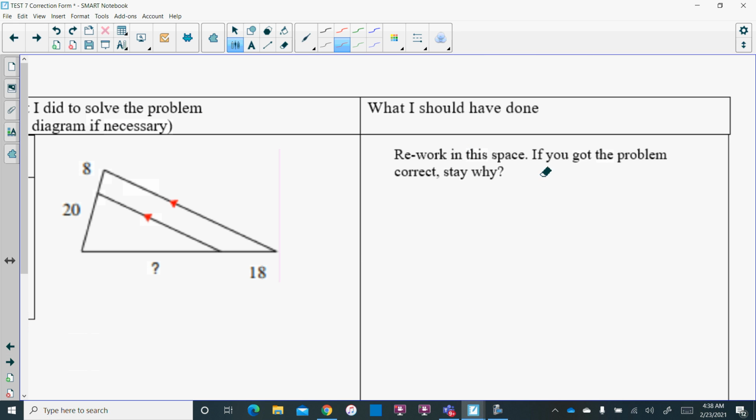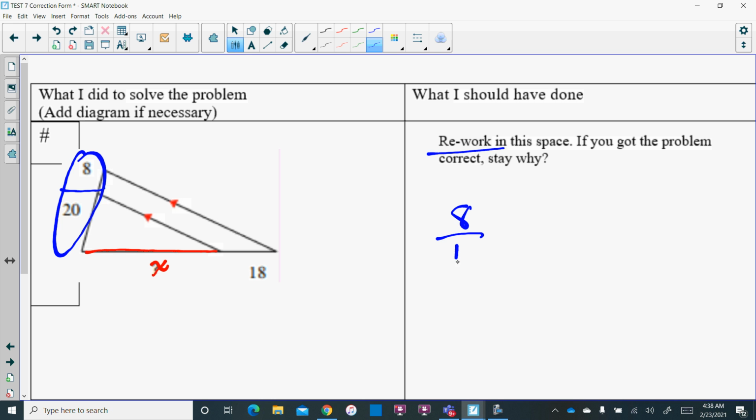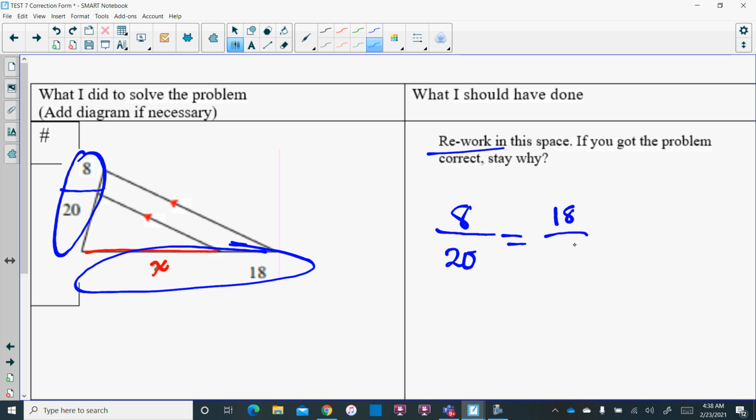Our final problem. Let me move this over a little bit so we can see what we're doing. On here, they wanted you to find the missing side. So this little question mark, this piece right here that we're trying to find, that's our unknown, our x. And again, proportionality means we're going to have some proportions here. So on the rework, we're going to have 8 over 20 equals this part. I'm looking at the parts across from each other. So this would be 18 over x, because it's 20 across from the x right there.